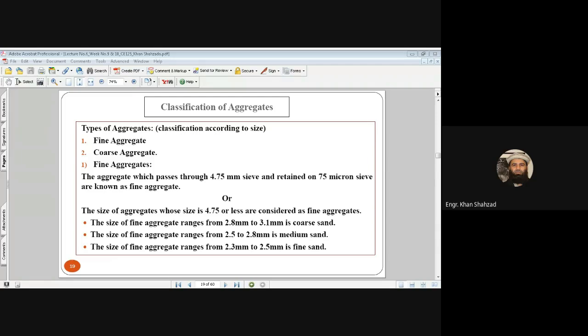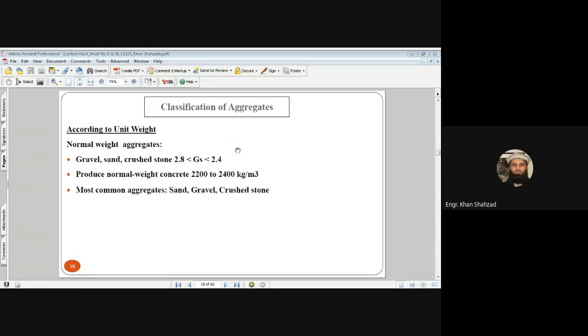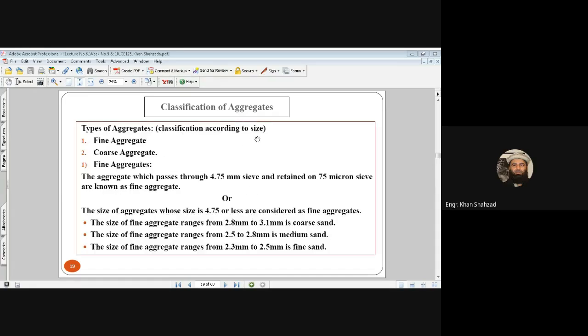Okay, so let's go to the next point or the next topic. Classification of aggregates according to size. इससे पहले कौन सा था? According to weight. तो आप लोगों ने इस हिसाब से याद करना है. Classification of aggregates according to weight, classification of aggregates according to size, classification of aggregates according to surface textures. But this is very, very important topic.